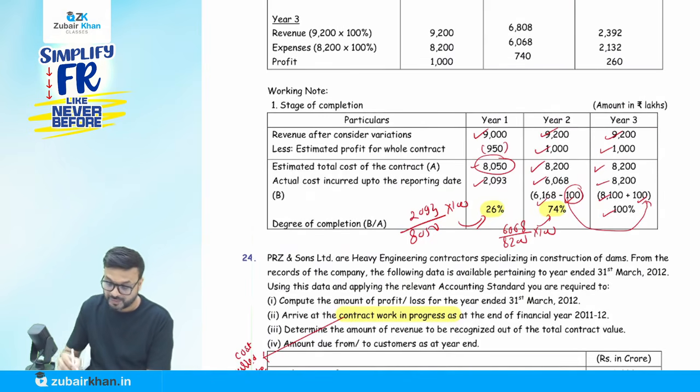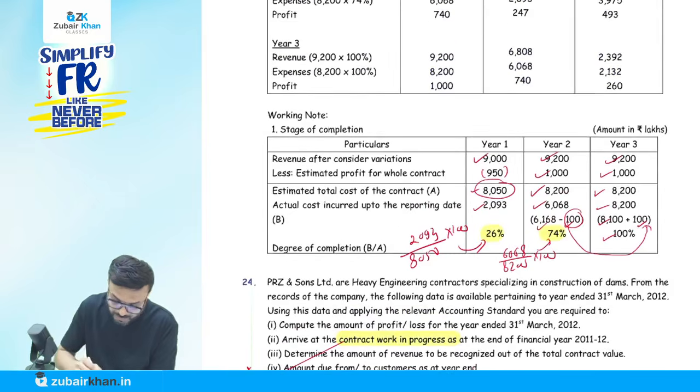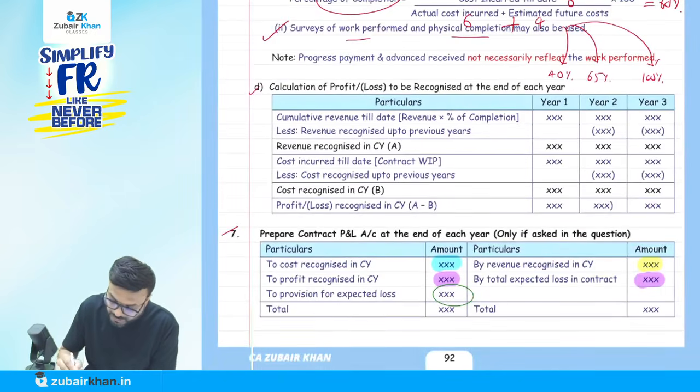100%. The first year is 26, by the end of the second year, 74, third year, 100%. Now what we'll do here is write it down one by one. So how much work has been completed in our example that we have solved here? 26%, correct. How much? 74% and 100% here.